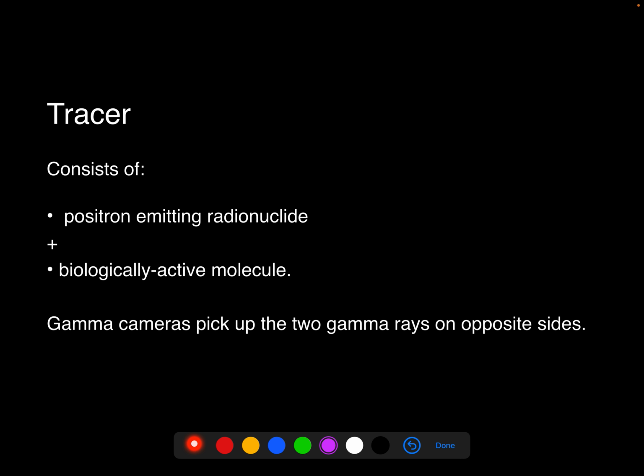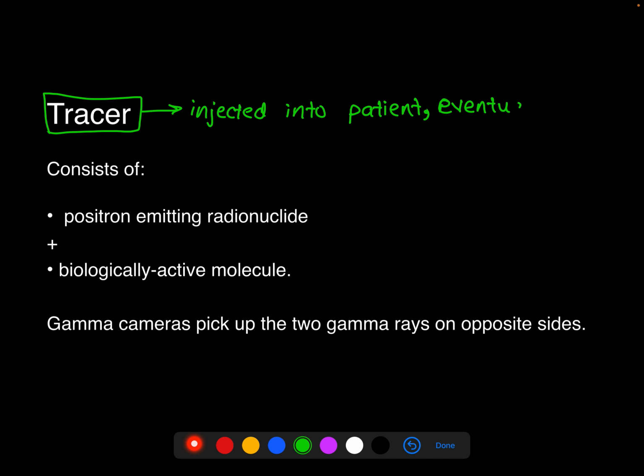So let's go back to the PET scan for a second. Before we do the actual scan, we must inject something called a tracer into the patient, and whatever the tracer consists of, which I'll explain now, eventually reaches the brain.